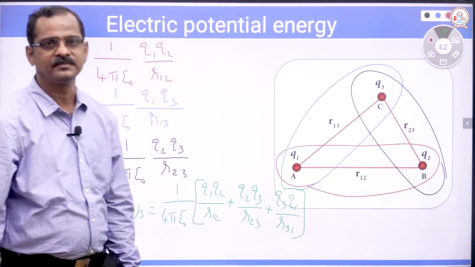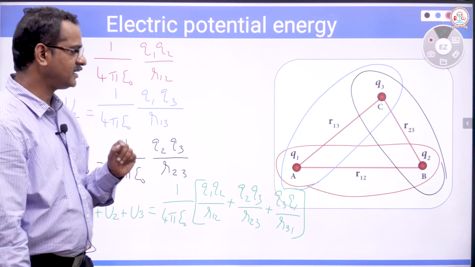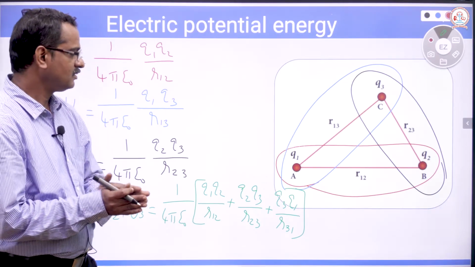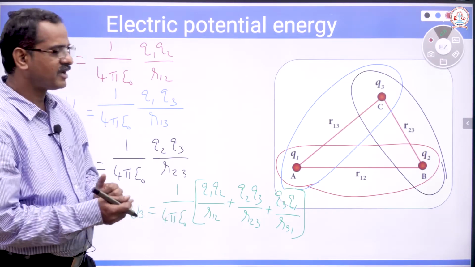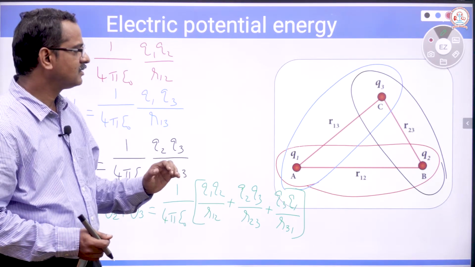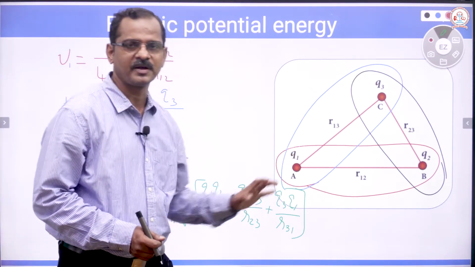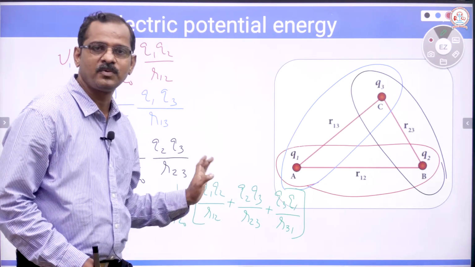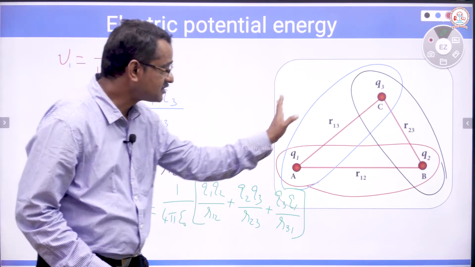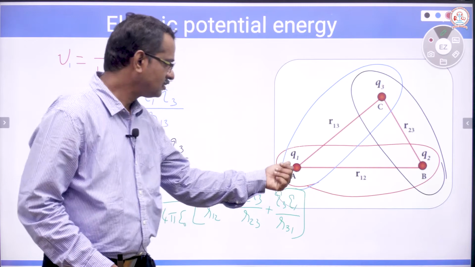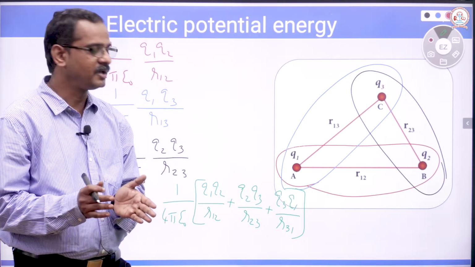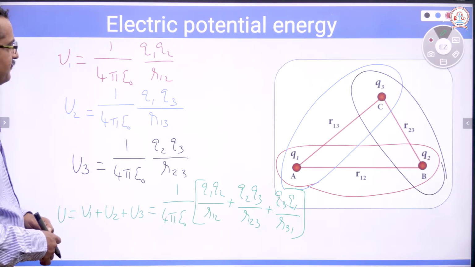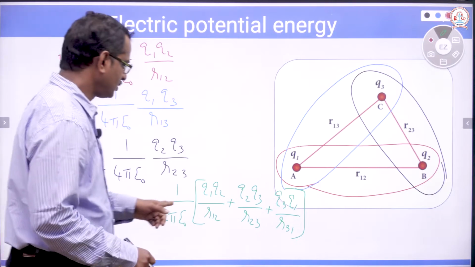The point we have to keep in mind is that if you are asked to calculate the total work done, we have to use this formula. In case you are asked what is the work done in bringing the first charge, Q1, to the point A from infinity, in the absence of any other charge, we need not do any work. Okay, good. Hope you understand this.